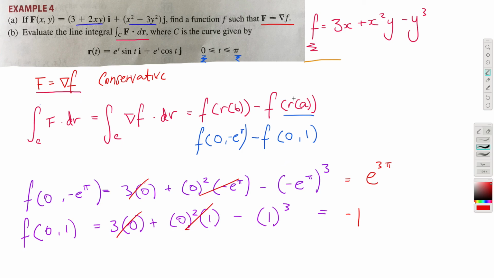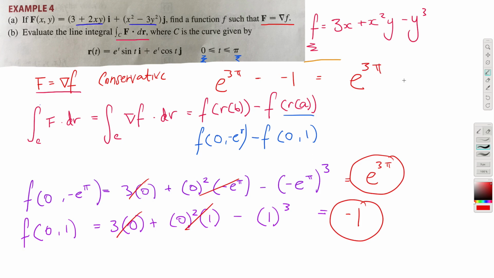So this value here is going to be e to the 3 pi, and this value here is going to be negative 1. Don't forget you have a negative here. So we're going to end up getting e to the 3 pi, these negatives become a positive, plus 1. And that is our answer, and that's the answer they got in the book.